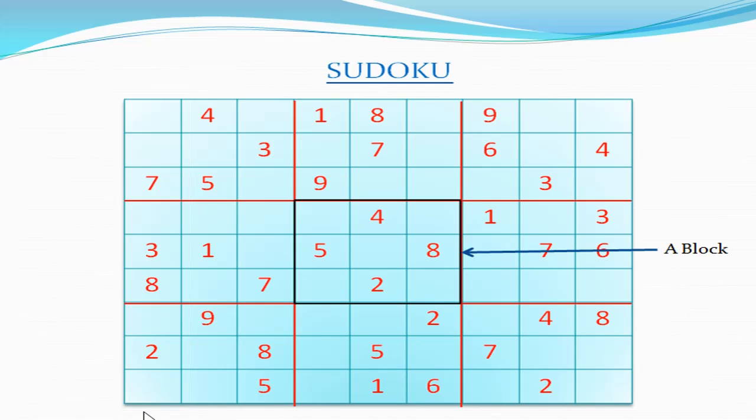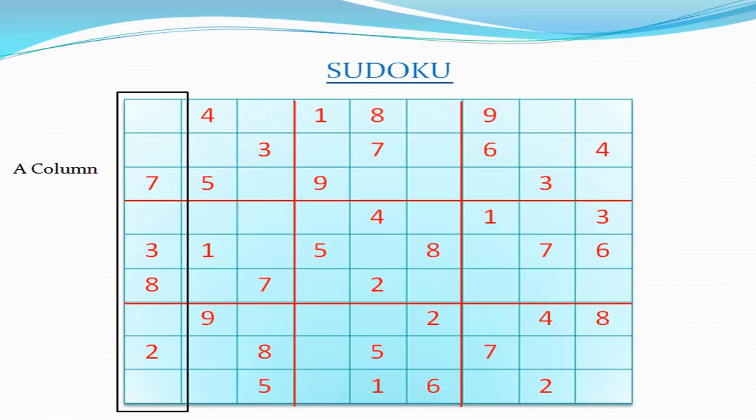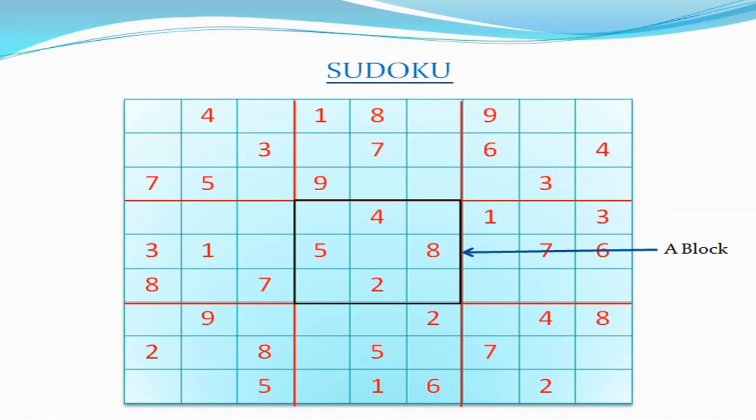And the third rule is in a block, there are 9 tiles. We have to place 1 to 9 numbers here. No repetition is allowed. Right? So keeping these 3 rules in mind, we have to place the numbers here and complete it, following these 3 rules: no repetition in a row, no repetition in a column, and no repetition of a number in a block. Right?